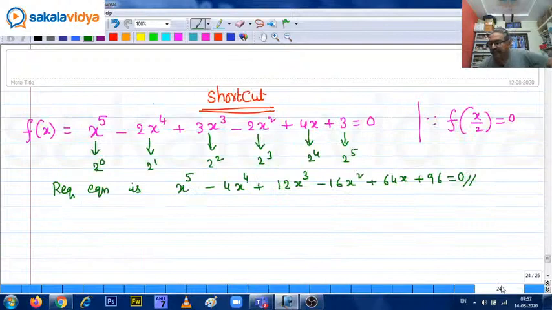Check this shortcut. All of you understood this shortcut? Here what we need to do? Multiply. Same value will get it.